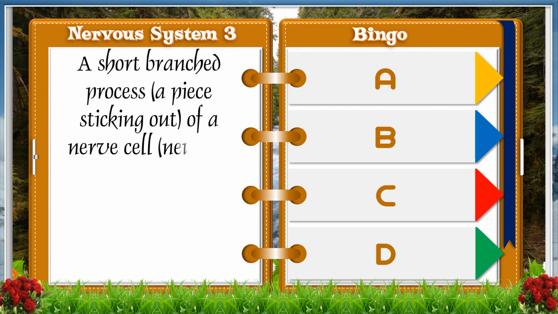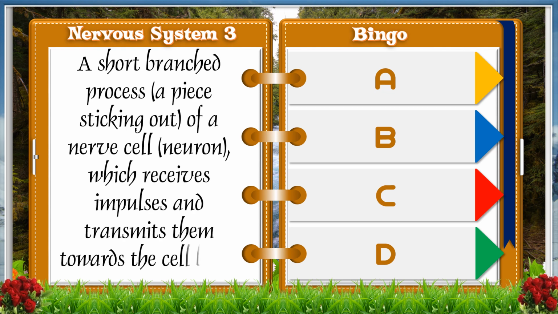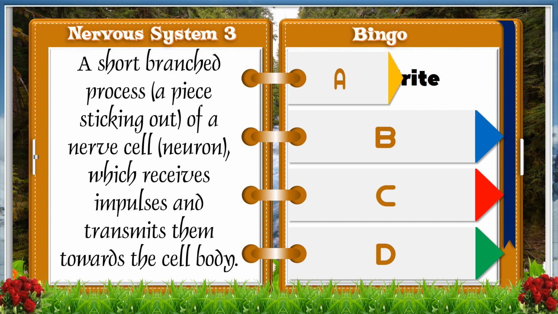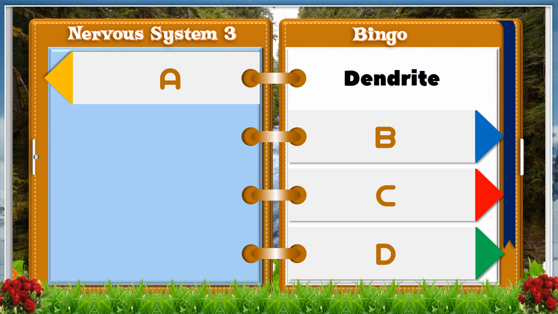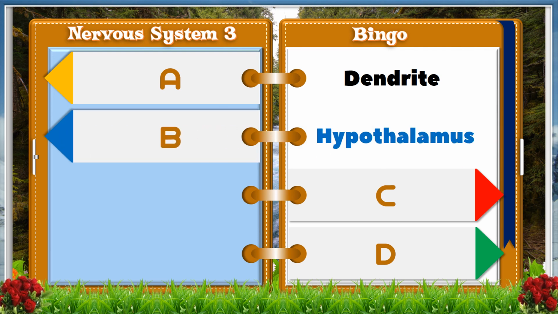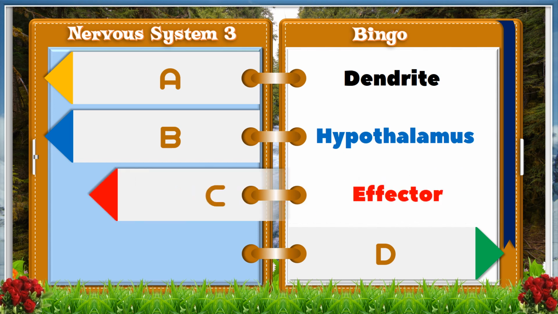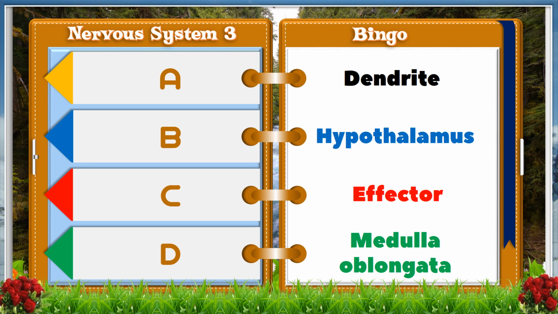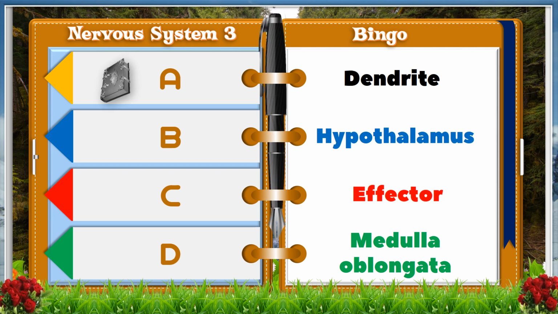A short branched process sticking out of a nerve cell or neuron, which receives impulses and transmits them towards the cell body. A. Dendrite. B. Hypothalamus. C. Effector. D. Medulla oblongata. And the answer is A. Dendrite.